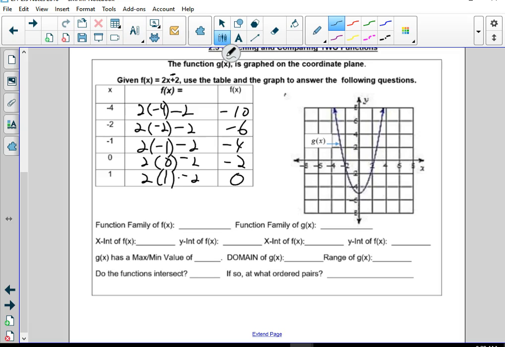So now what we're going to do is we're going to graph this one over that one. So negative 4, negative 10. Okay? We're kind of going to be off the chart. So here's negative 4, negative 10 is going to be down here somewhere. Negative 2, negative 6 is going to be right here. Negative 1, negative 4 is going to be right here. 0, negative 2 is going to be right here. And 1, 0 is going to be right here.